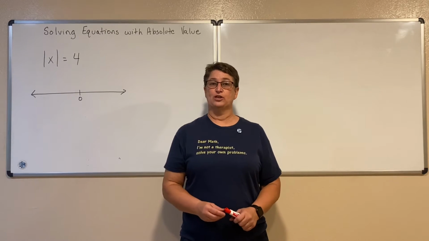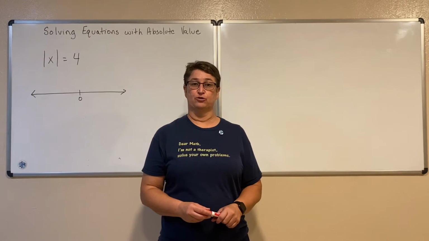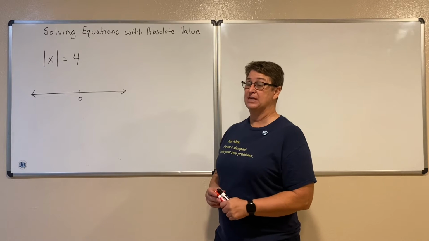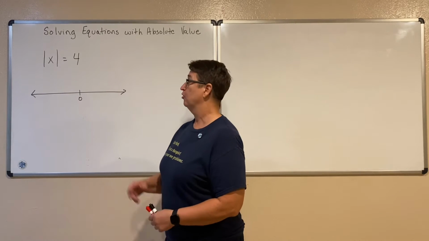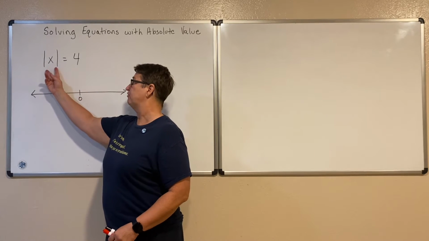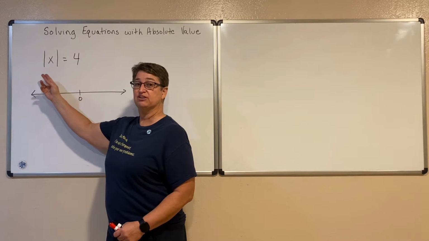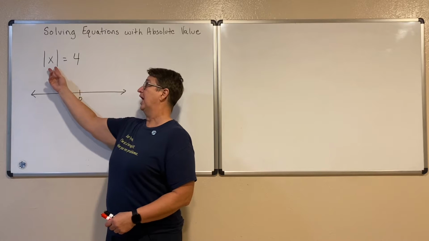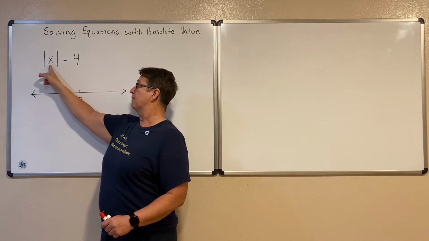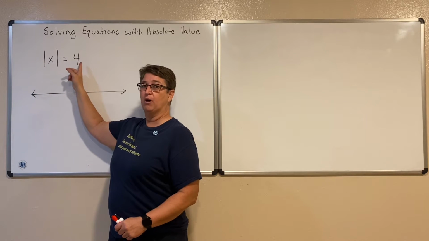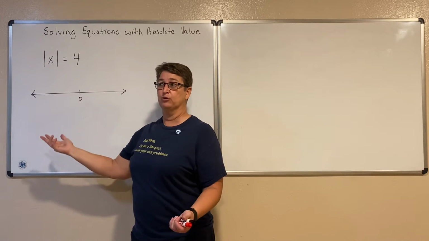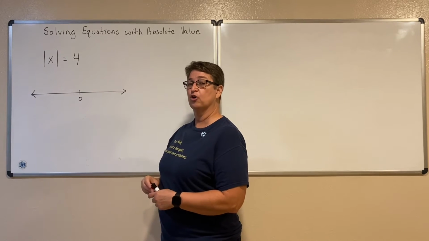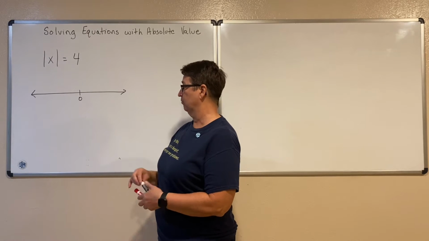Let's solve equations with absolute value. First, let's talk about what it means to be the absolute value. Remember that the absolute value is the distance from zero. So in this particular equation, I'm asking, what number is 4 spots away from zero? Which number is the distance 4 units away from zero?